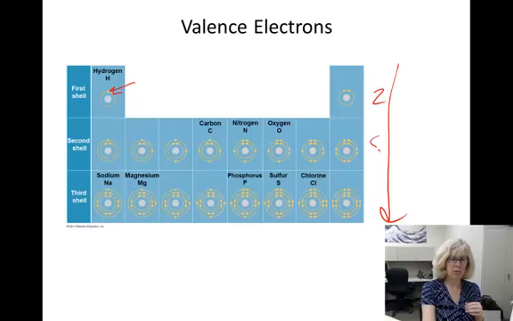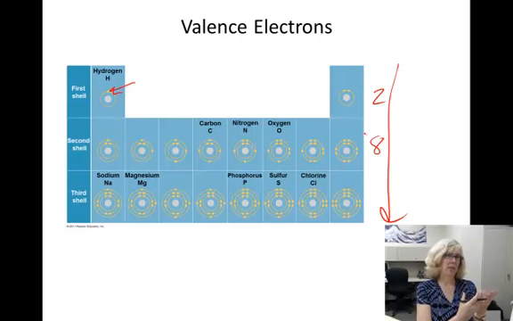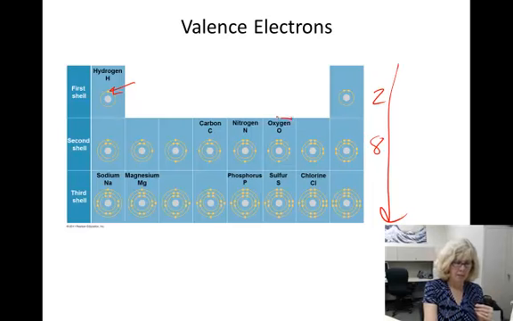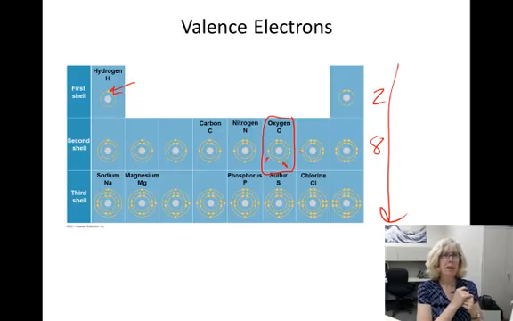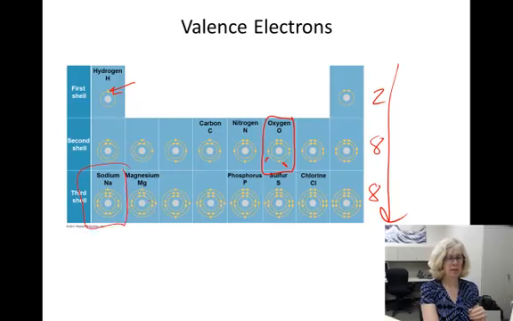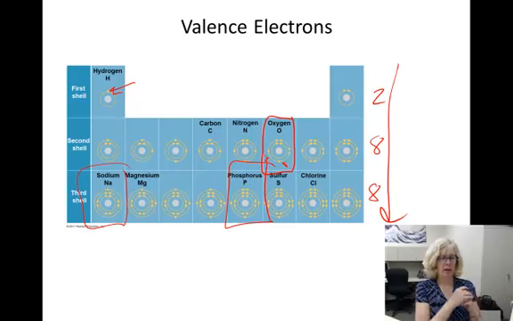The second shell holds 8 electrons, and oxygen has 6 valence electrons. You can see it here, and has room for 2 more. And the third shell of electrons holds 8 electrons as well. And you can see some important things like sodium and phosphorus are present in this third shell of electrons.